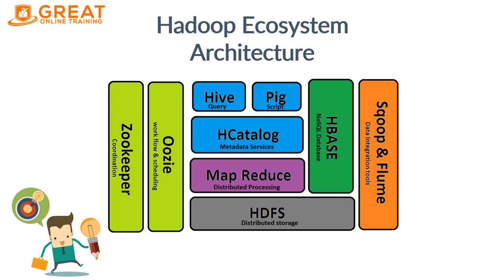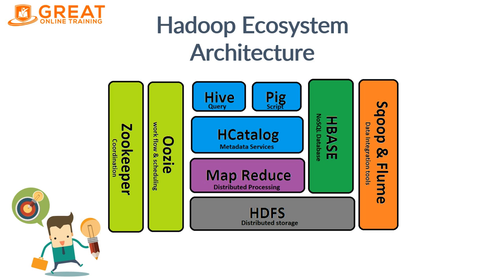So HDFS is the storage part, MapReduce is the processing part, HCatalog is a metadata service to communicate between Hive and Pig, HBase is a NoSQL database, Sqoop and Flume are data ingestion tools, ZooKeeper is a coordination tool, and Oozie is taking care of workflow and scheduling. I didn't explain this one, right? So I will tell you. Oozie is for scheduling jobs.